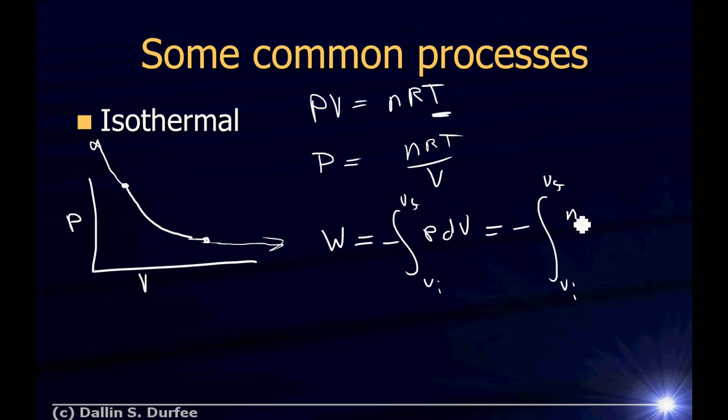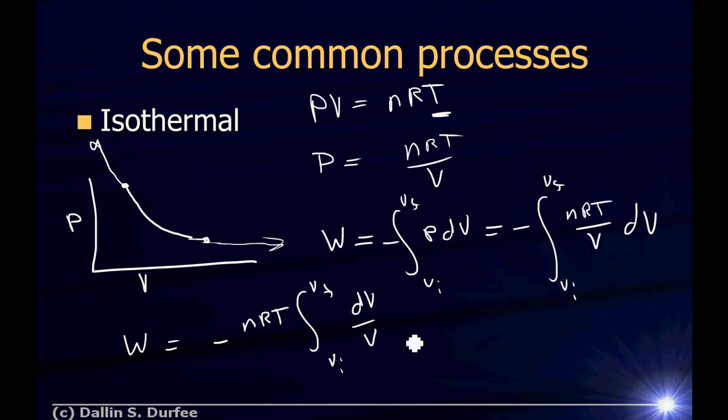And that's going to be nRT over V dV. Well, nRT is constant for our isothermal process, so that just comes out, and I have negative nRT times the integral of V initial to V final dV over V. If you remember, integrating 1 over x dx gives the natural logarithm, so this is just the natural logarithm of V evaluated from V initial to V final.